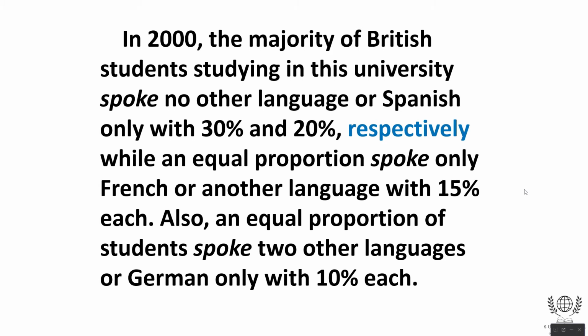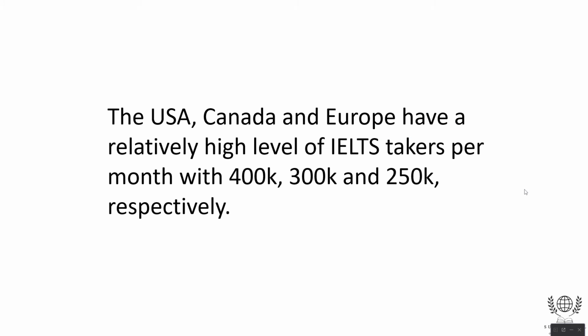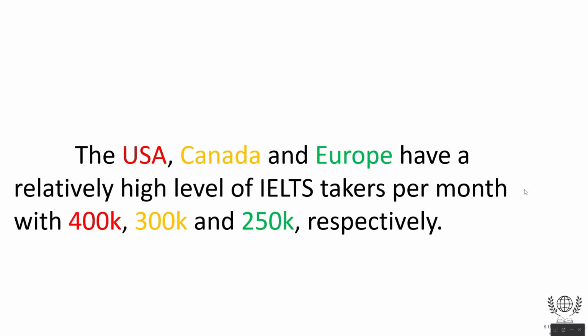A few things to notice here. We're using respectively to combine information together. Respectively actually shows the relative sequence of events or items that are listed. So in this sentence, the USA, Canada, and Europe have a relatively high level of IELTS takers per month with 40,000, 30,000, and 250,000 respectively.